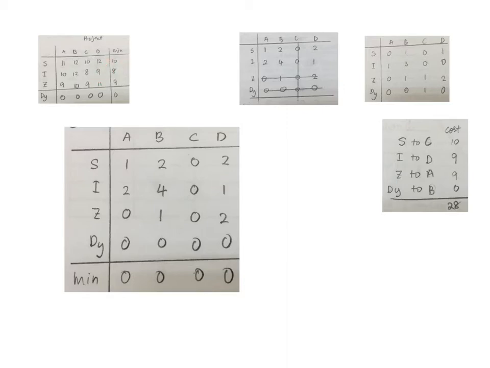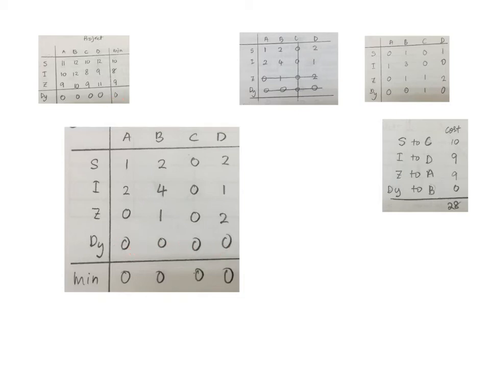Now for the third row, the minimum number is 9, so 9 minus 9 is 0, 10 minus 9 is 1, 9 minus 9 is 0, and 11 minus 9 is 2. And for the dummy row, of course, it will become 0 because the minimum value is 0.